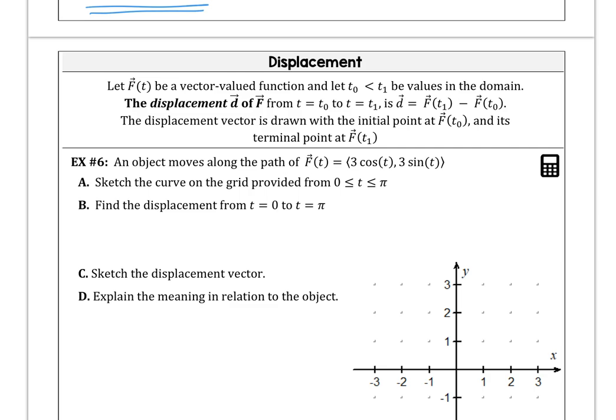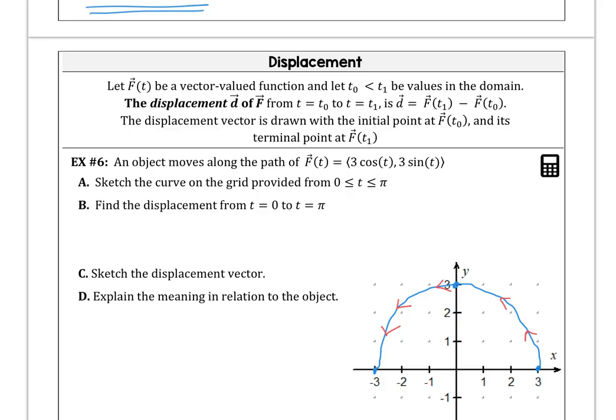So from 0 to pi, it'd be up 3 and left and right 3. And we want to very carefully draw this semicircle there. And we know that the motion along that curve is going in a counterclockwise direction. Find the displacement from 0 to pi.